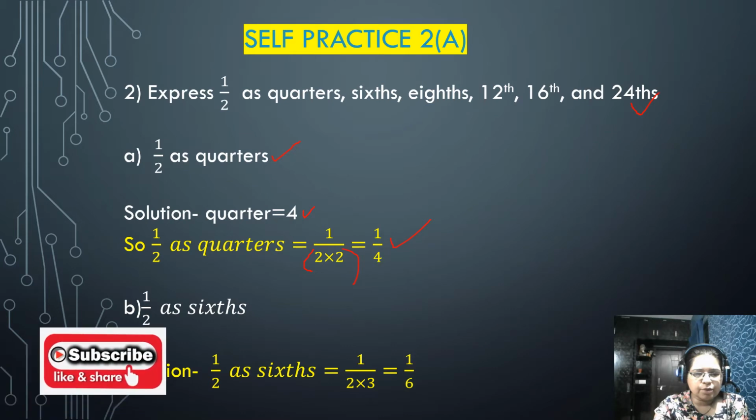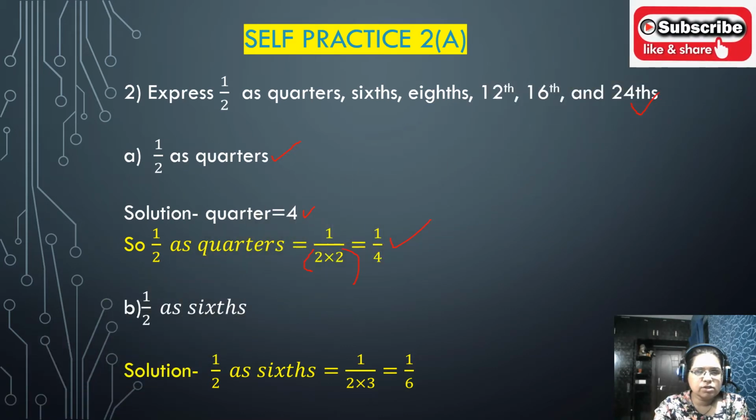Now part B: 1 by 2 in sixths. We know sixth is 6. So half in sixths is 1 by 2 multiplied by 3, we get 6. So 1 divided by 2 multiplied by 3 equals 1 divided by 6. Now we have expressed 1 by 2 in quarters as 1 by 4, and 1 by 2 in sixths as 1 by 6.